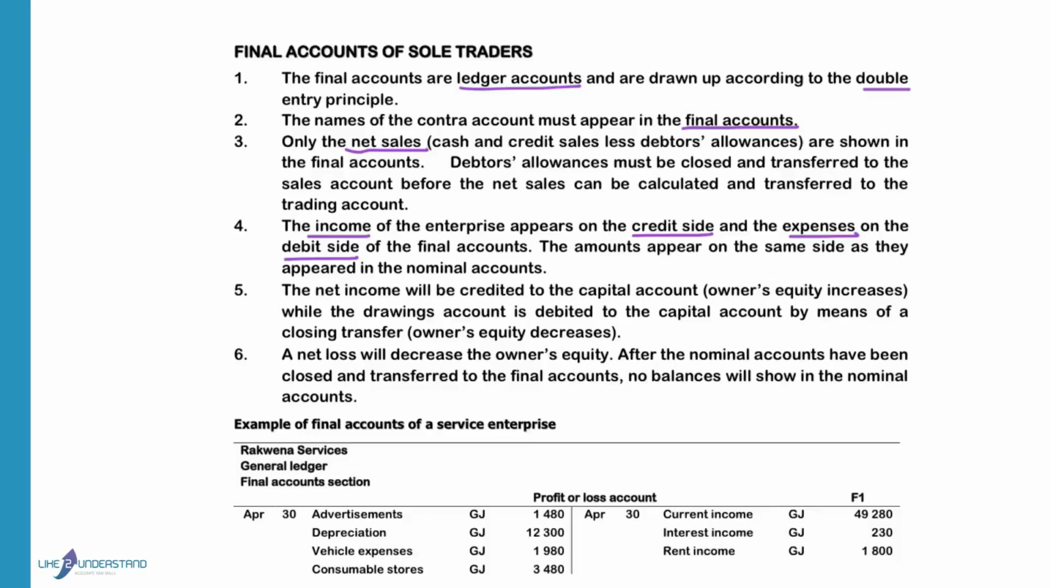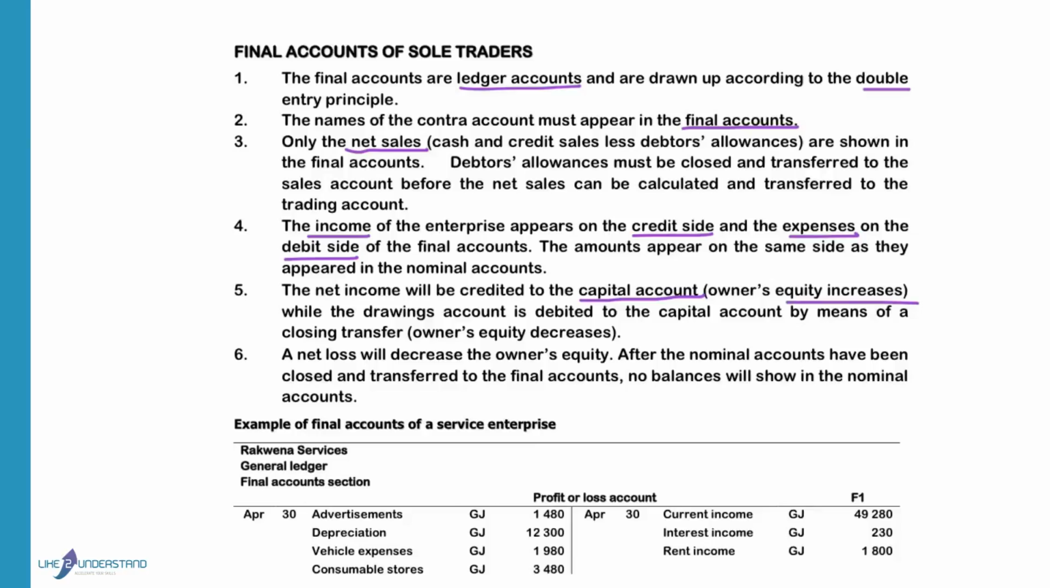The net income will be credited to the capital account. So after you've taken all your income and all your expenses into account, you will calculate what is your net profit. The owner is entitled to this profit, therefore we will transfer it to the capital account, and now the owner's interest or equity will increase in the business.